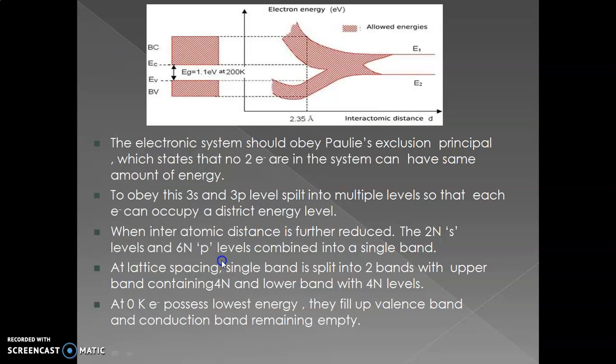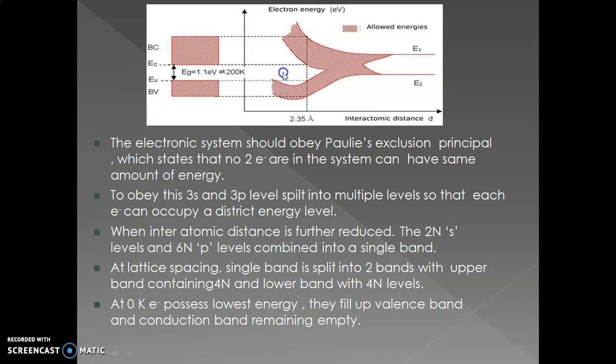The electronic system should obey the Pauli exclusion principle, which states that no two electrons in the system can have the same amount of energy. To obey this, the 3s and 3p levels split into multiple levels so that the electrons can occupy distinct energy levels.